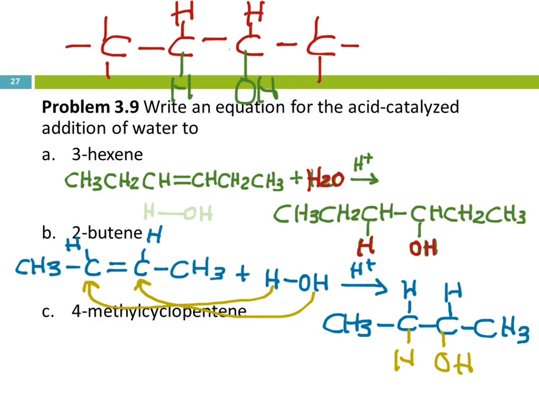I picture it a little, I mean, these model kits are really great. Because we're breaking this off, and we're sticking hydrogen on one side, and the OH on the other side. It doesn't want to stick on there. So I had a double bond here, I open up that double bond and I put a hydrogen on one side and I put the OH on the other side.